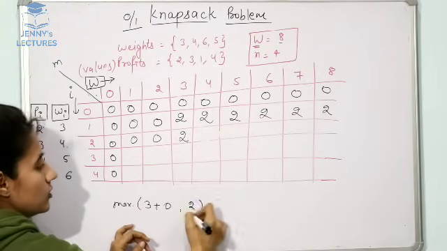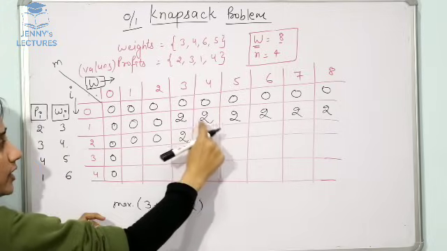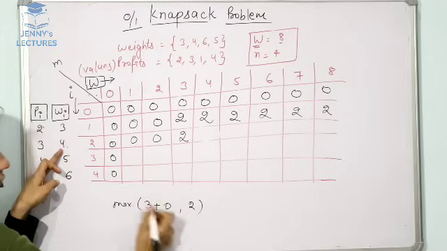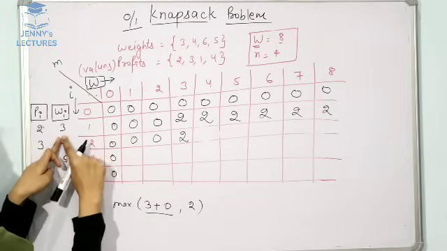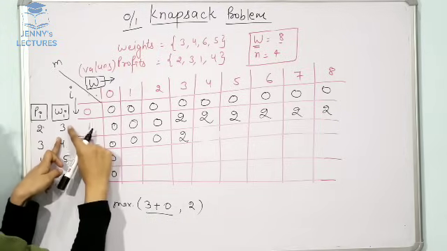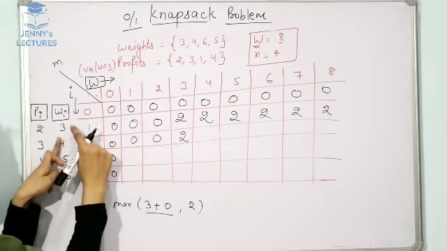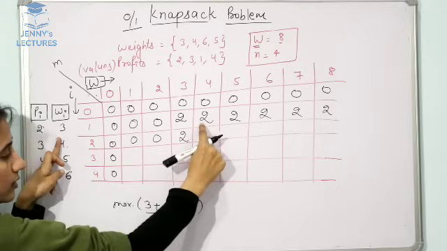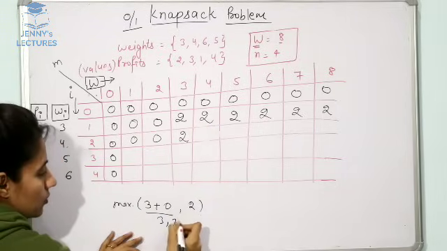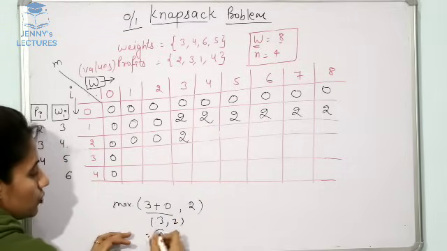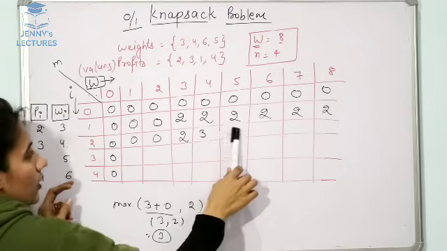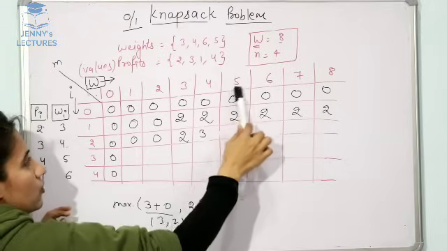The value above this cell is 2. Why have we taken this value? If we select this one, the profit would be 3 plus 0. If we do not select this one, the only remaining item is the one with weight 3, and the profit of that item is 2. And here it is written 2. So the best of 3 and 2, the maximum, is 3. Then we will write here 3. Okay. Now next, here we have total weight 5.